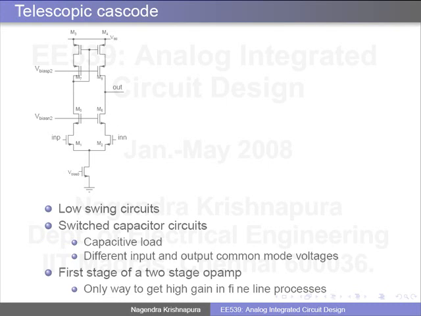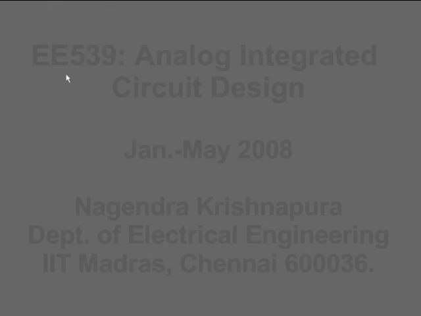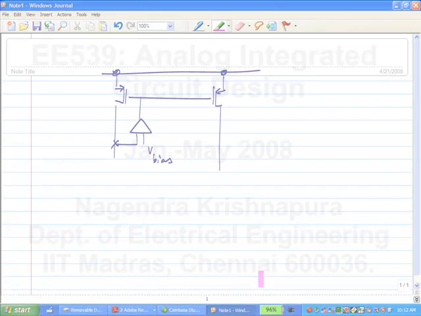Now the telescopic cascode, again, you can use it in only low swing circuits, and it's used frequently in switch capacitor circuits because of two reasons. Firstly, of course, the load will be capacitive in a switch capacitor circuit, and also you can arrange it so that the input and output common mode voltages are different. This is something that you can understand only by analyzing more circuits, or at least circuits with some specific applications.